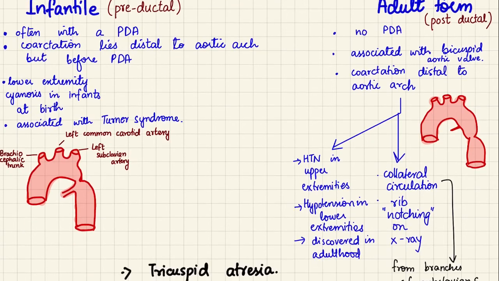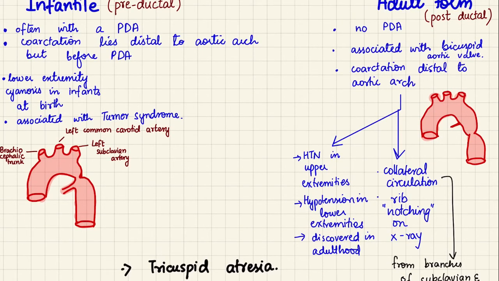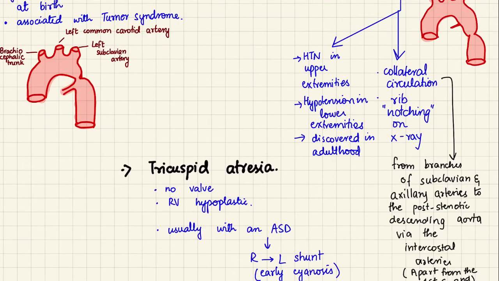Now, in this case, the coarctation is also distal to the aortic arch. There is a mechanism called collateral circulation in which the post-stenotic descending aorta is going to receive blood from branches of the subclavian artery and axillary arteries via the intercostal arteries. So, the intercostal arteries are going to go and feed this part of the descending aorta.